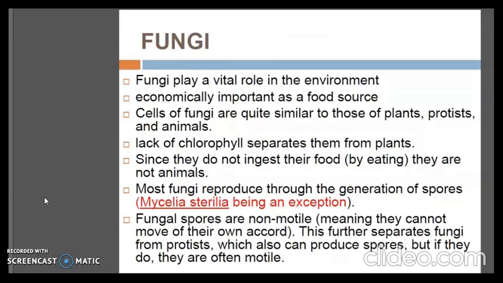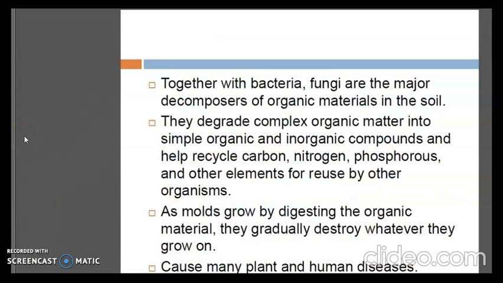Fungi play a vital role in the environment and they are economically important as a food source. Cells of fungi are quite similar to those of plants, protists and animals. Since they lack chlorophyll, that separates them from plants. Since they do not ingest their food, they are not animals. Most fungi reproduce through the generation of spores. Fungal spores are non-motile and this further separates fungi from protists, which can also produce spores, but if they do, they are often motile.